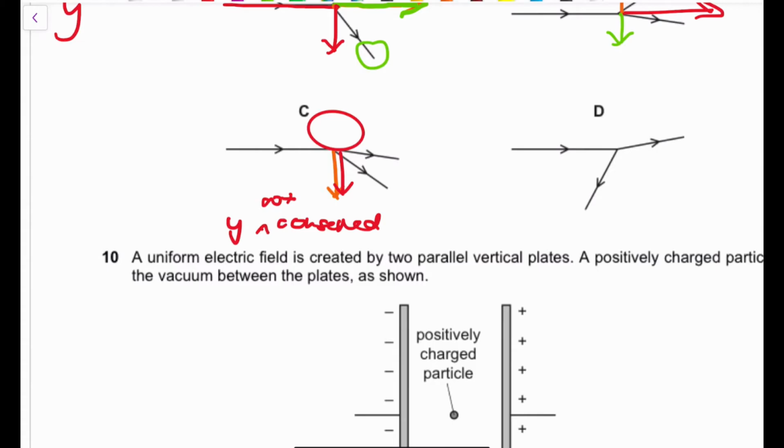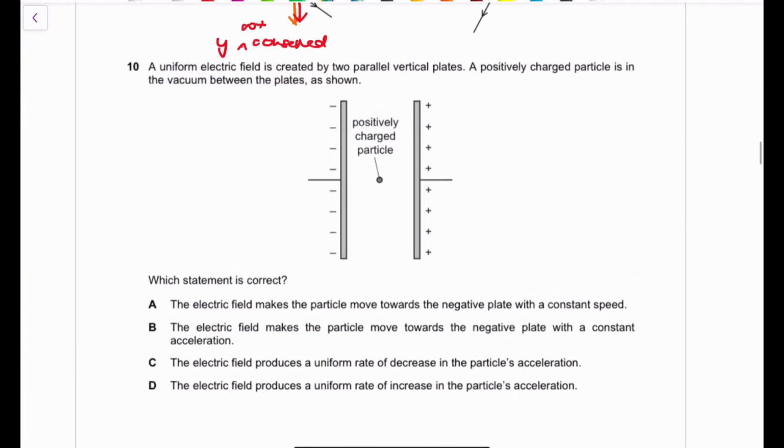But momentum in the X is conserved, right? But in the Y, it's not conserved because before and after we have that motion. So C is not going to be possible and our answer is going to be C. Move on to question number 10.